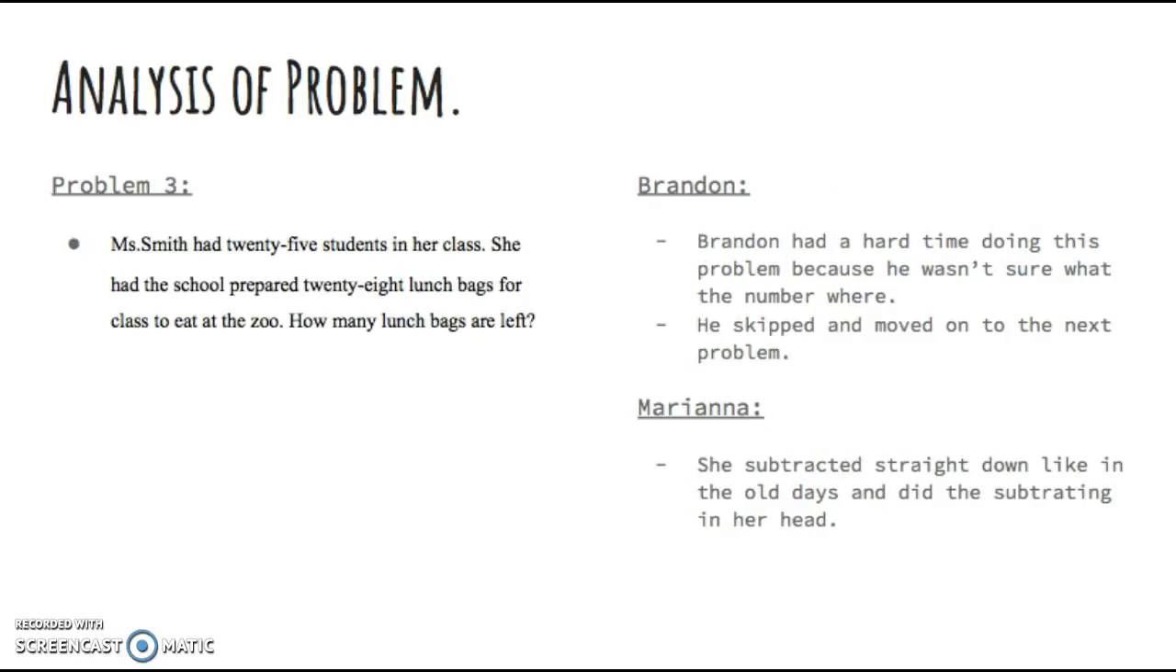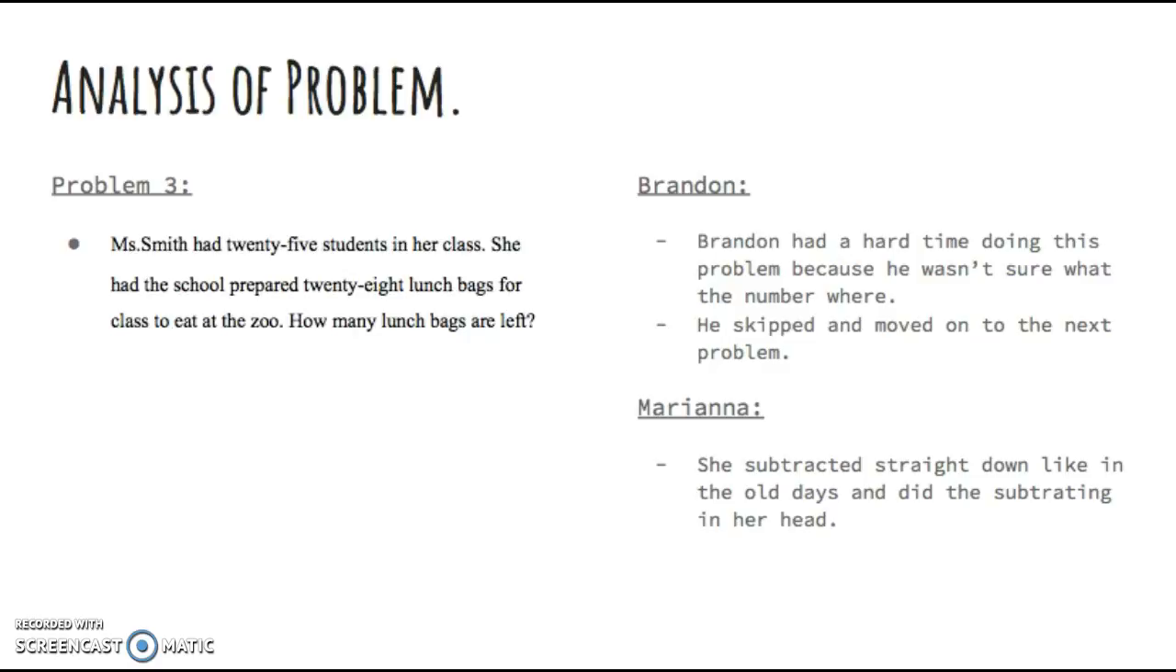For the third word problem, my little nephew had really hard trouble understanding what numbers to put because he didn't know what 28 and 25 were in the word problem. He didn't know what the numbers were, so he took a long time trying to do that one, but he ended up just skipping it and moving on to the next one.